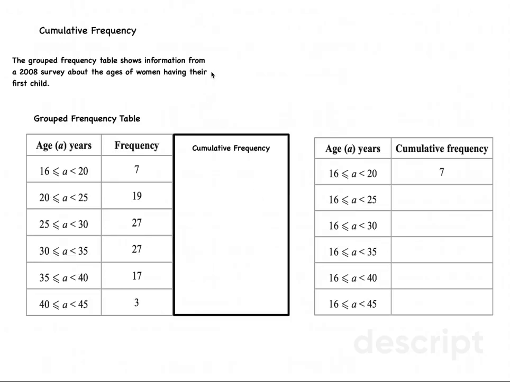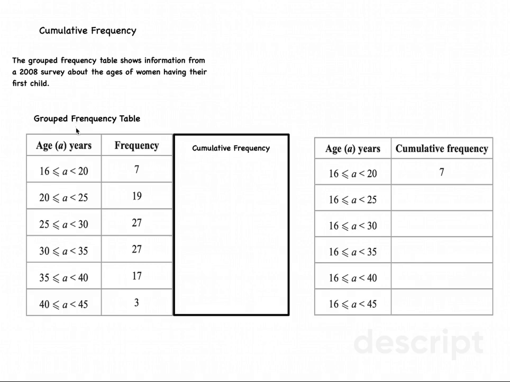In this video, we'll look at cumulative frequency. Always read information about the data so that you can fully understand the data on the page. The grouped frequency table shows information from a 2008 survey about the ages of women having their first child.